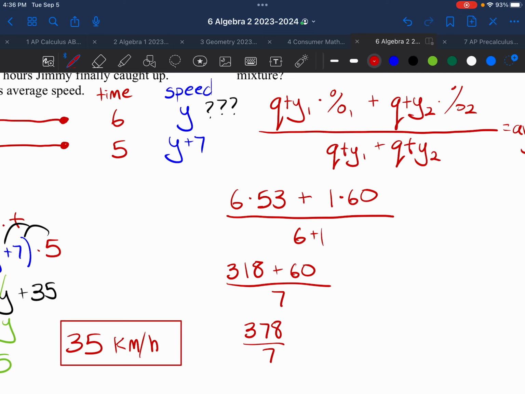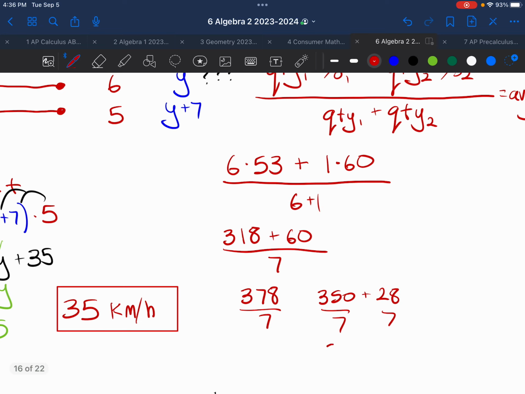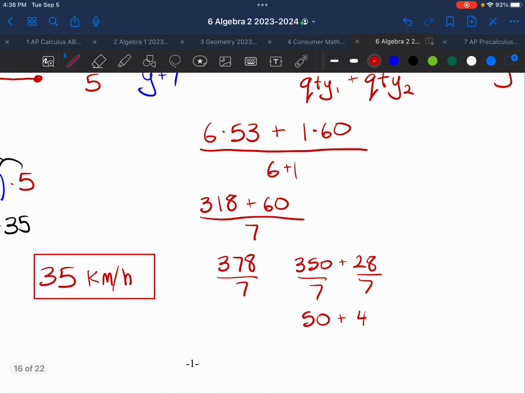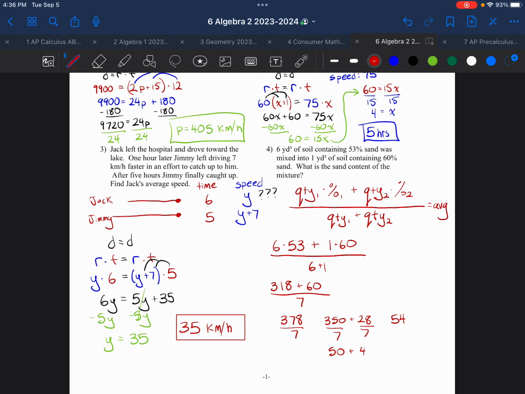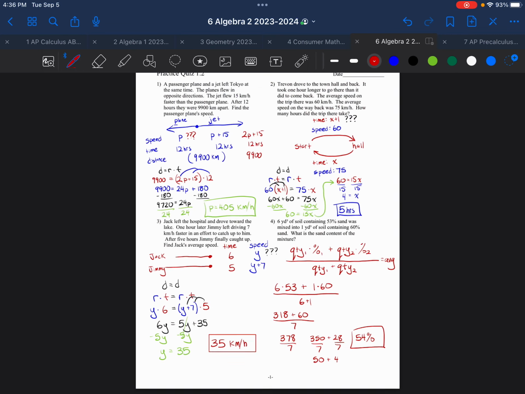I can try to do this. I'm seeing this is the same thing as 350 plus 28. Both of those are divided by 7. 35 divided by 7 is 5, so this must be 50. 28 divided by 7 is 4, so the answer must be 54. 54, and it's what is the sand content of the mixture? The content is a percent, so it's 54%. Final answer without a calculator, just doing some quick mental math.